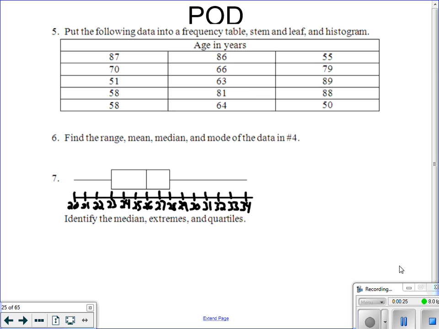Then you can use your stem and leaf. Since the numbers are already in order, it makes it easy to find the range and the median and the mode for your set of data. And then don't forget to find the mean, and then also identify the median, the extremes, and the quartiles in number 7 on that box and whiskers plot. I'm just going to add these lines here so you're clear as to where this box and whiskers starts and ends.